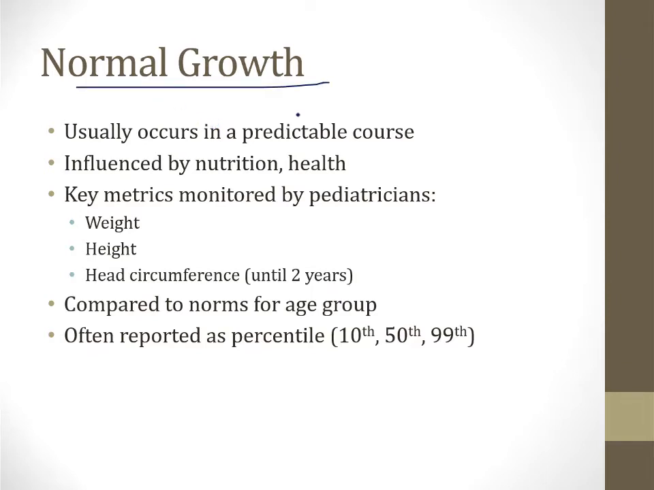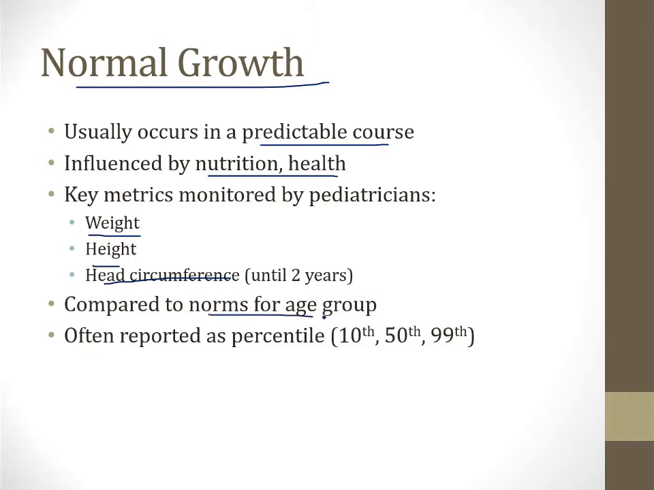So now that we've talked about how babies enter the world, let's talk about how they normally grow. Growth in children usually occurs in a predictable course, and it's influenced by nutrition and general health, as you can imagine. There are three key metrics that pediatricians monitor in terms of growth. Every time a baby or a child goes to the pediatrician, they are weighed, their height is measured, and until 2 years of age, their head circumference is measured. And we'll talk about this in a minute.